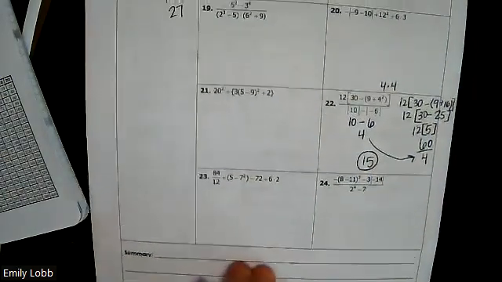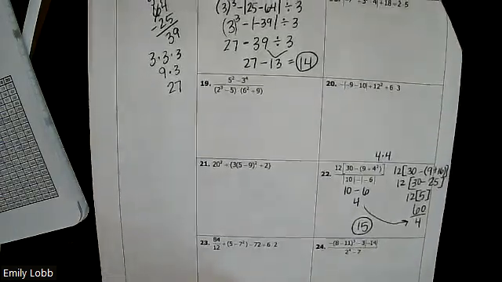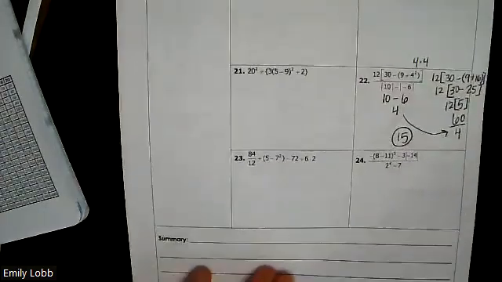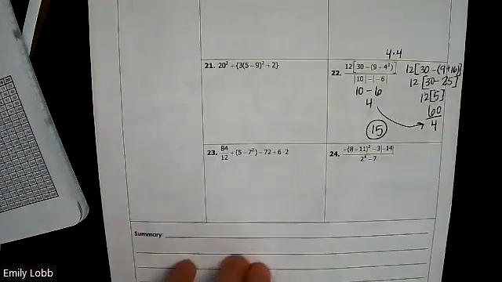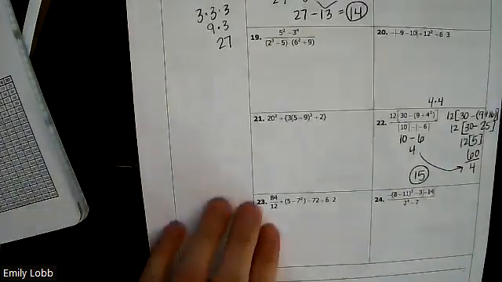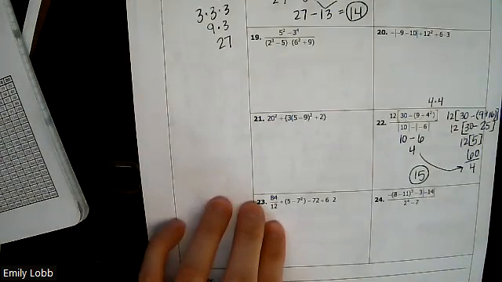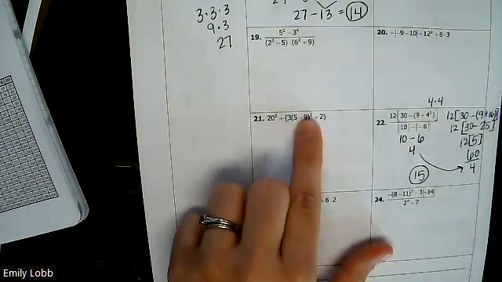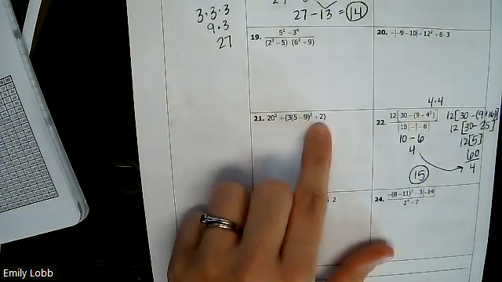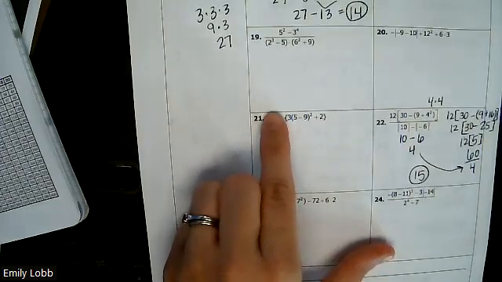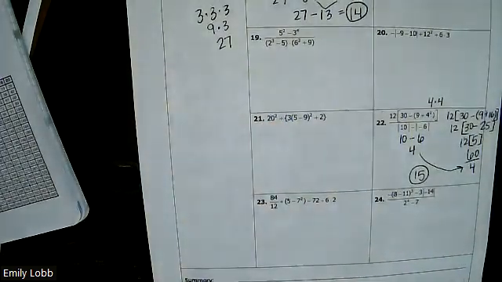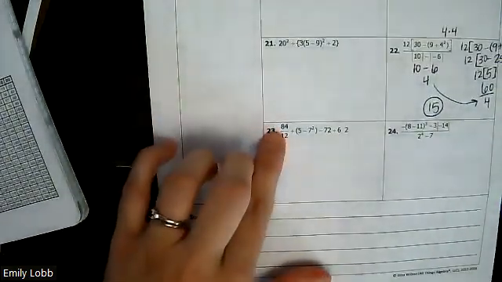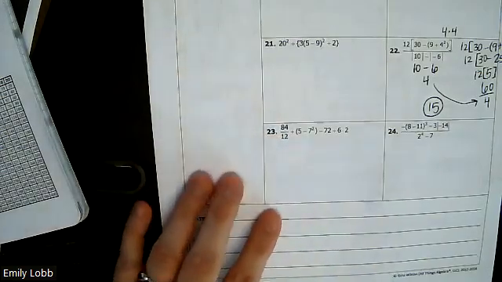All right. Which one more of these do you want to do together? 24? 23? 21, you're just going to do what's inside here, square it, times it by 3, add 2, then add it to whatever this is squared. Want to do 23? 84 divided by what here?